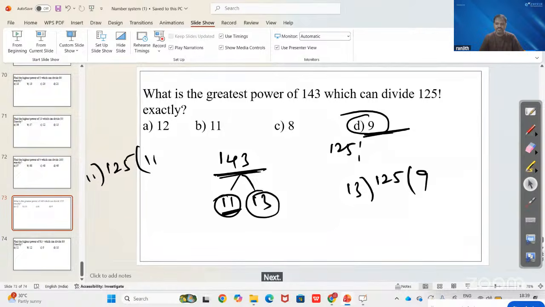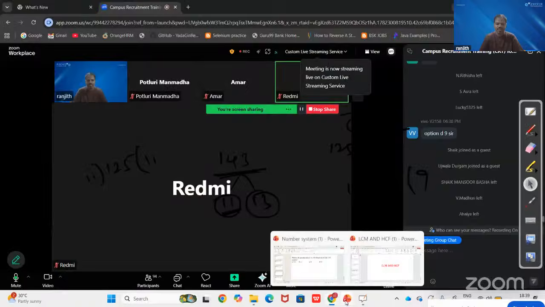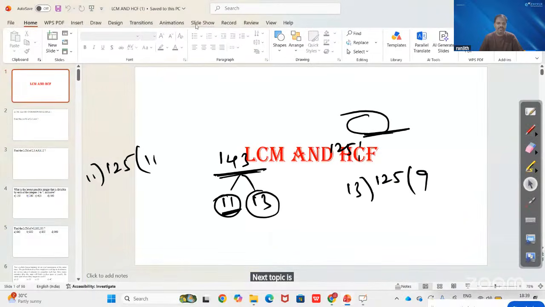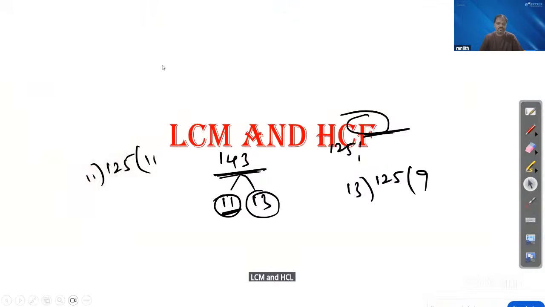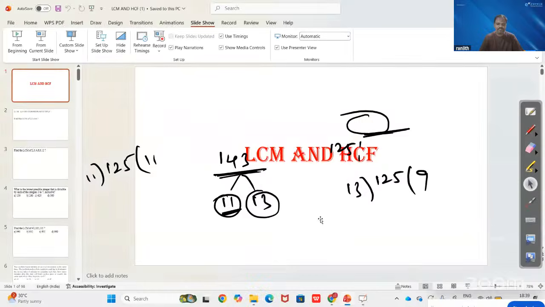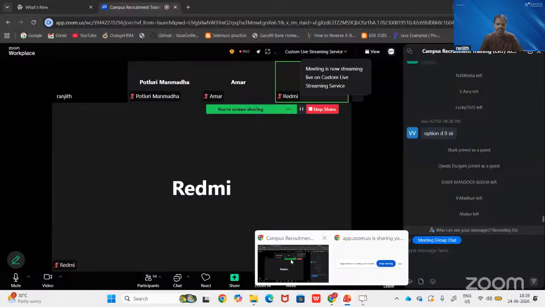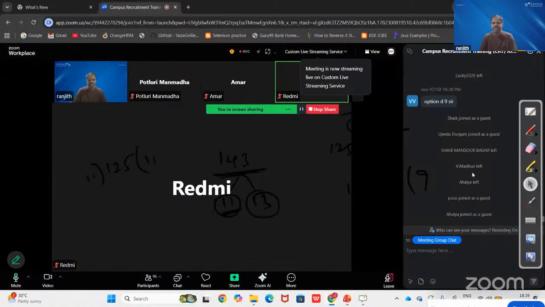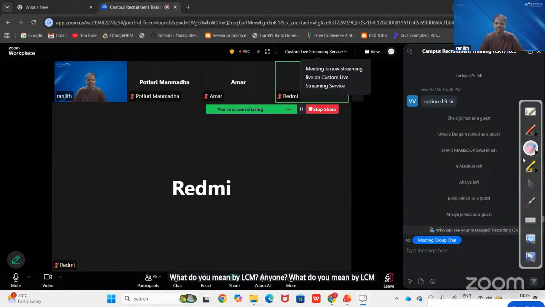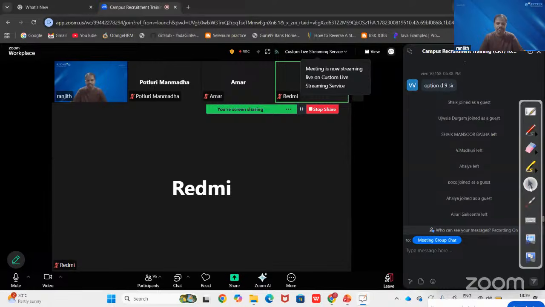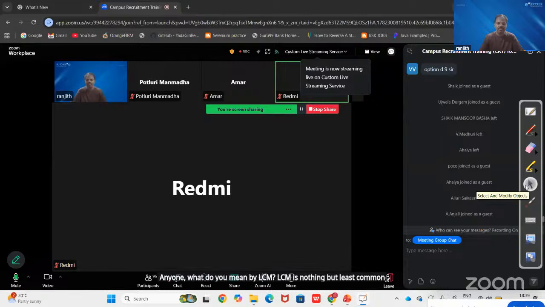Next topic is LCM and HCF. What do you mean by LCM? Anyone? LCM is nothing but least common multiple. HCF is highest common factor.